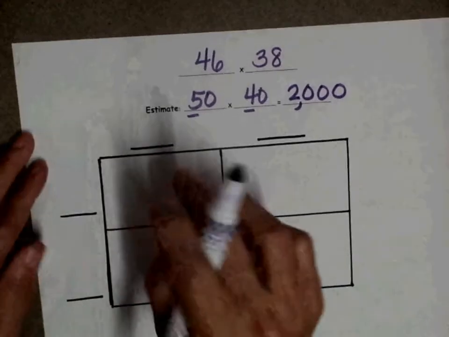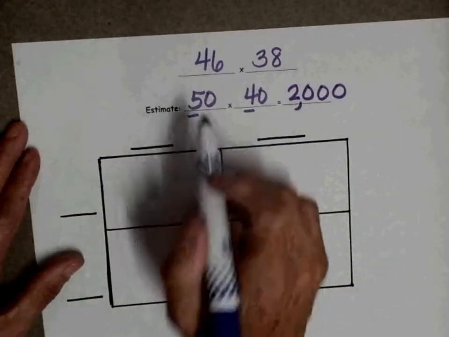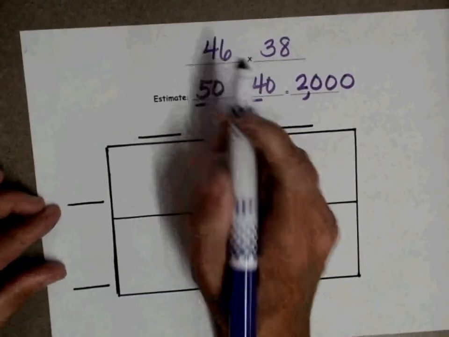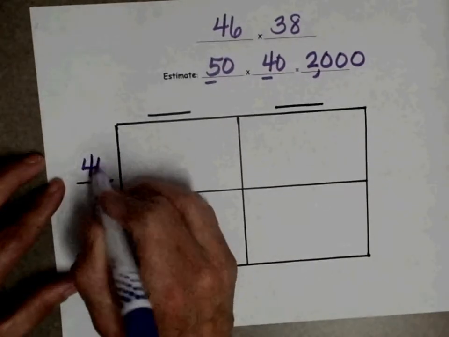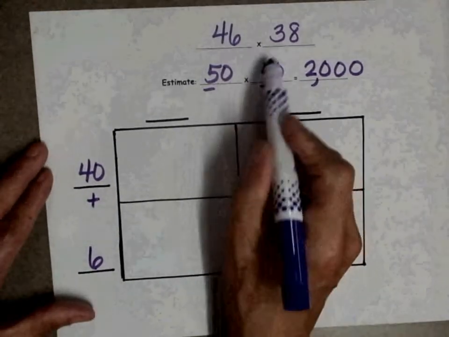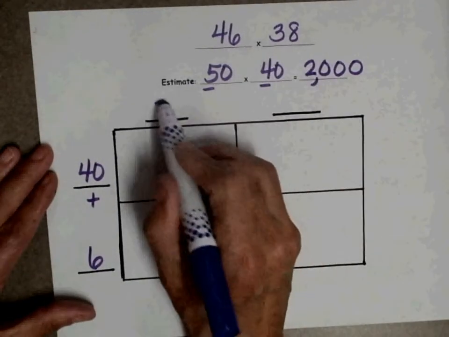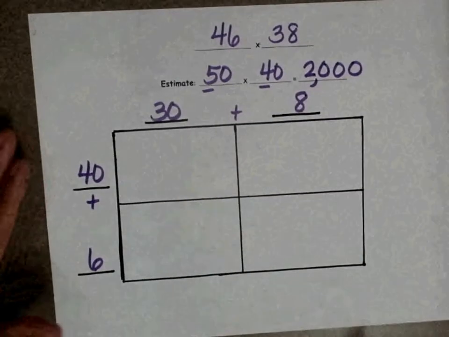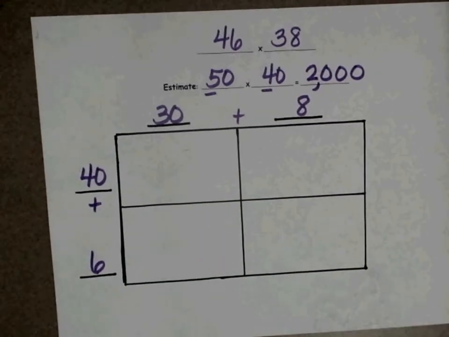The next thing we're going to do is expand both of our factors. I'm going to take my first factor, 46, and expand it to 40 plus 6. And then our other factor, 38, we'll expand to 30 plus 8. So that's the easy part. This is where it can get confusing.